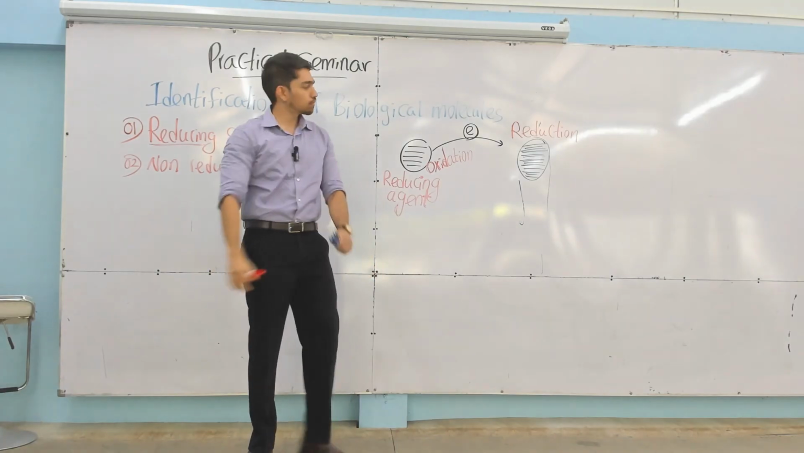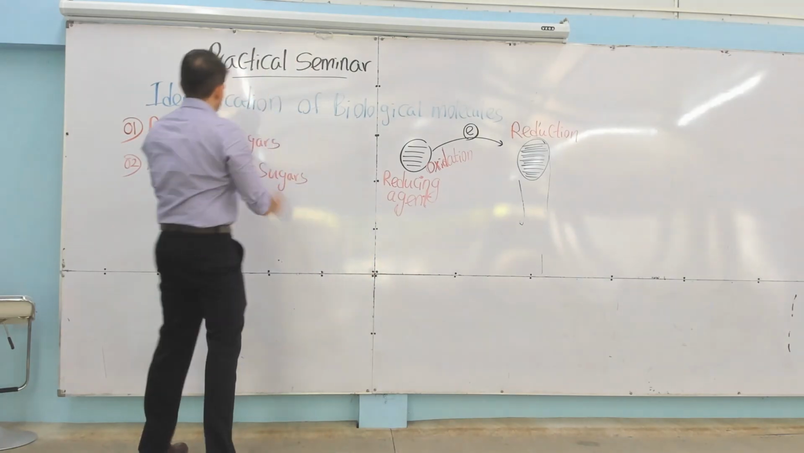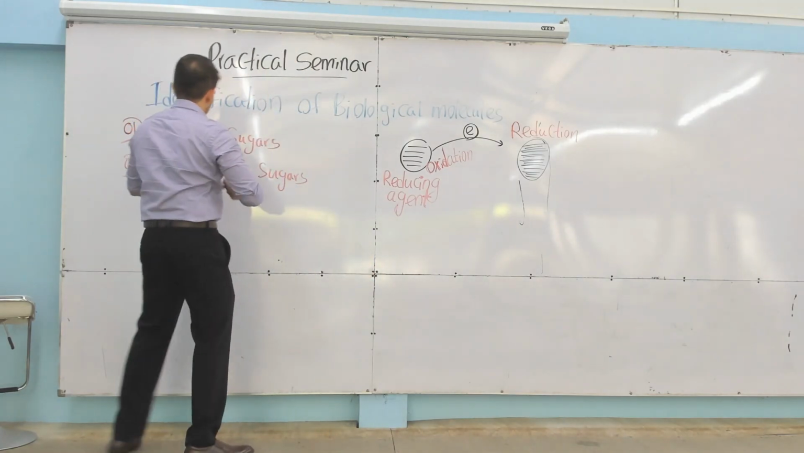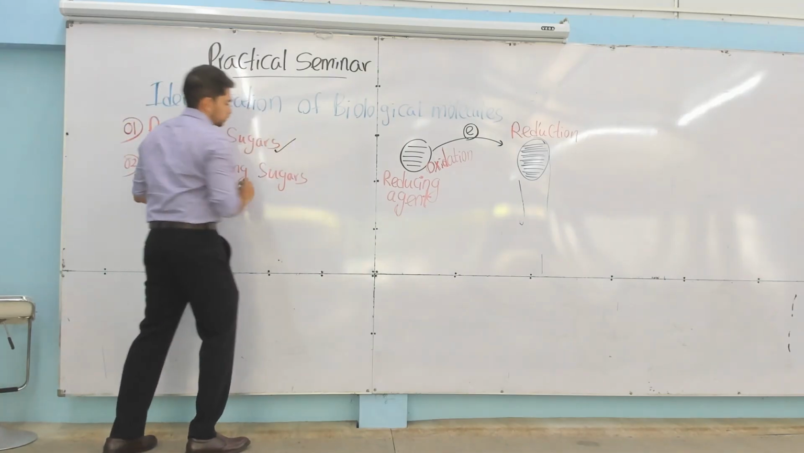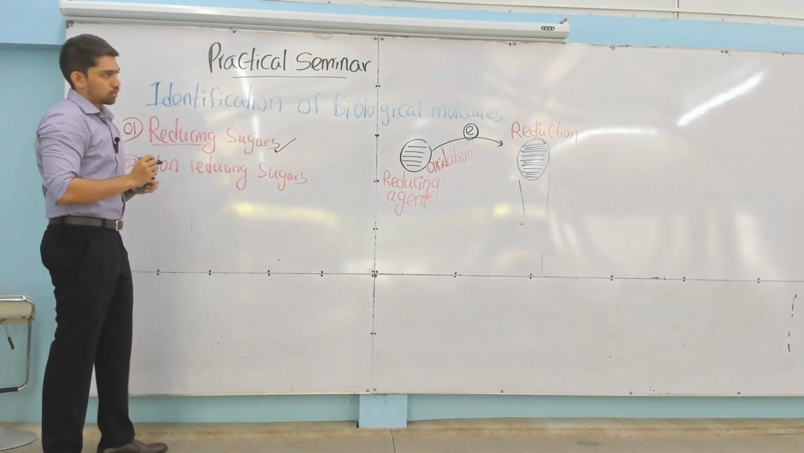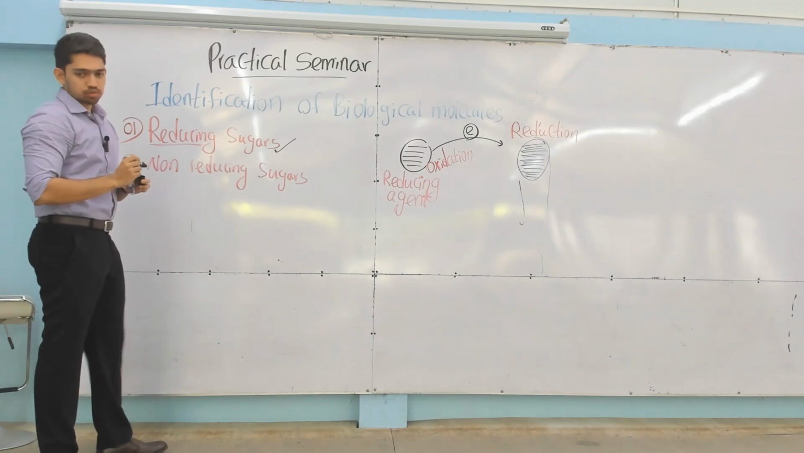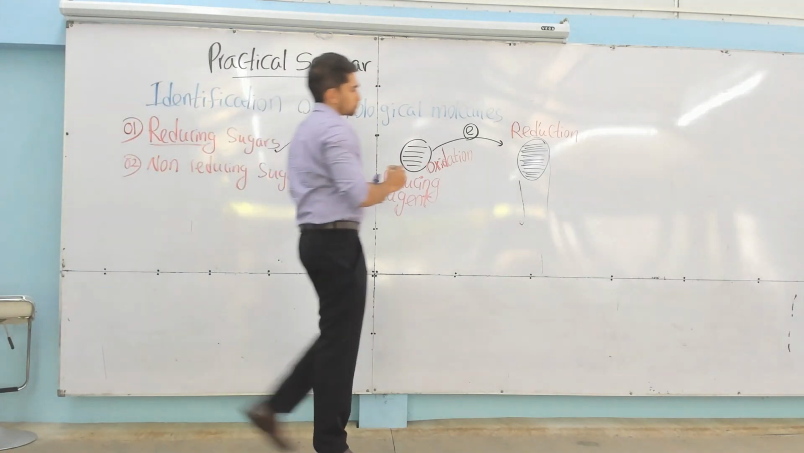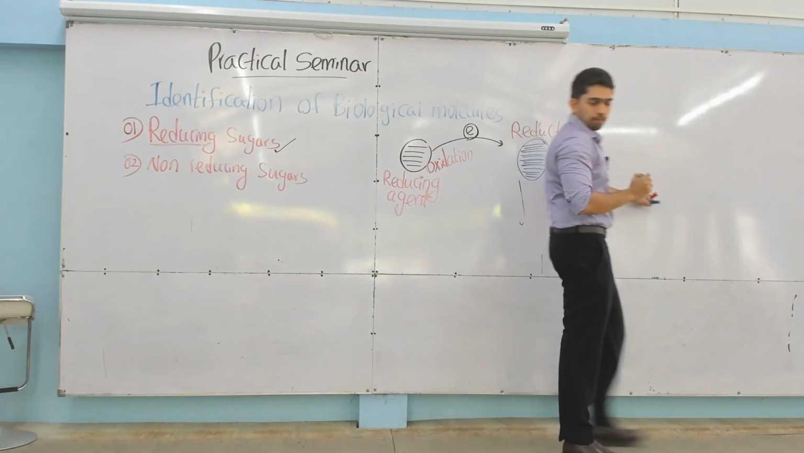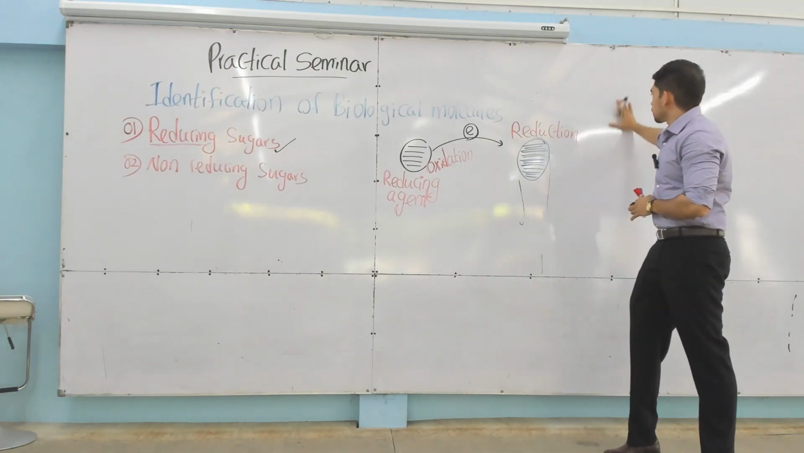Okay? Right. So let's focus on this one first. Our identification of reducing sugars. Okay? Identification of reducing sugars. So how do we do this practical?